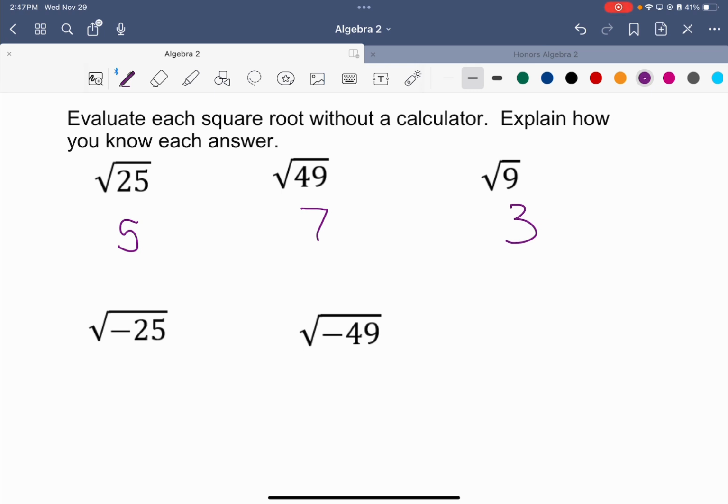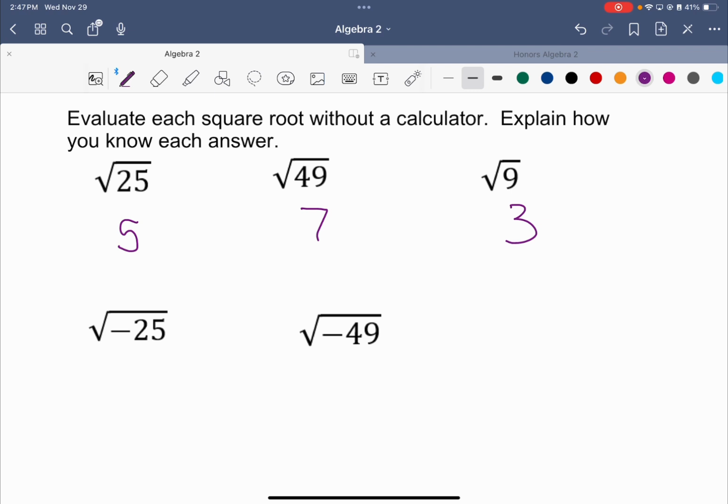Kinda, yeah, but by what? The same number, right? So you're multiplying the same number together to get to it. 5 times 5 is 25. 7 times 7 is 49. 3 times 3 is 9. Taking the square root means that you're multiplying a number by itself to get to it.